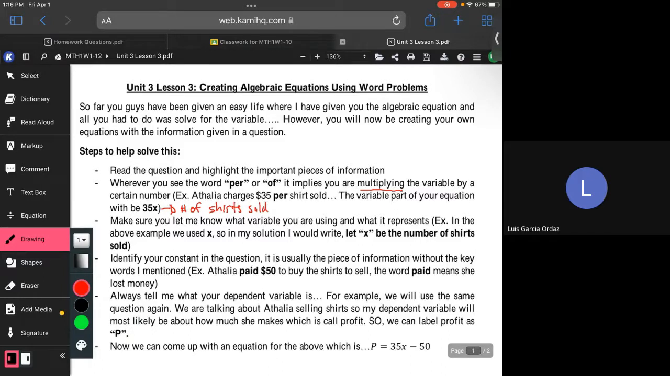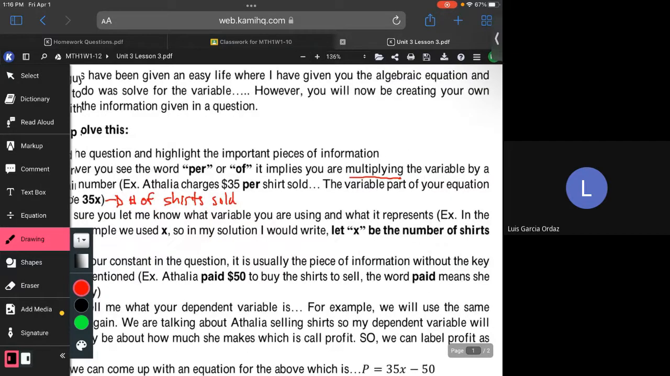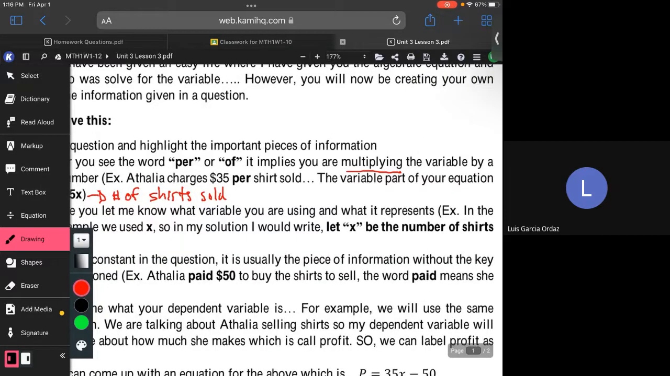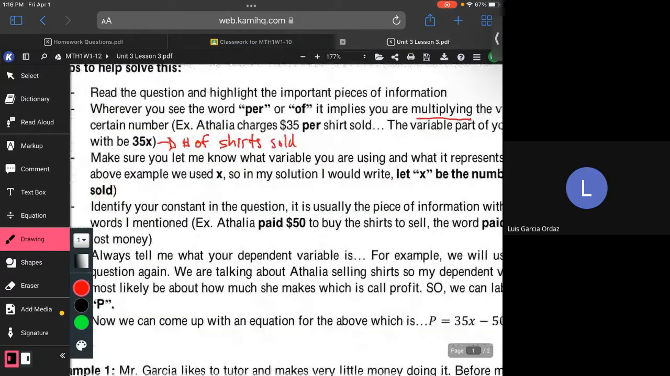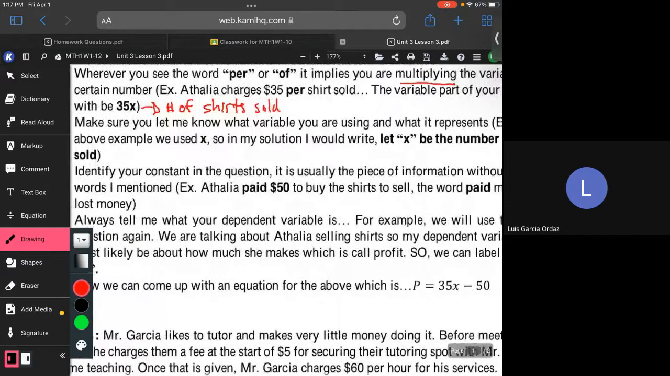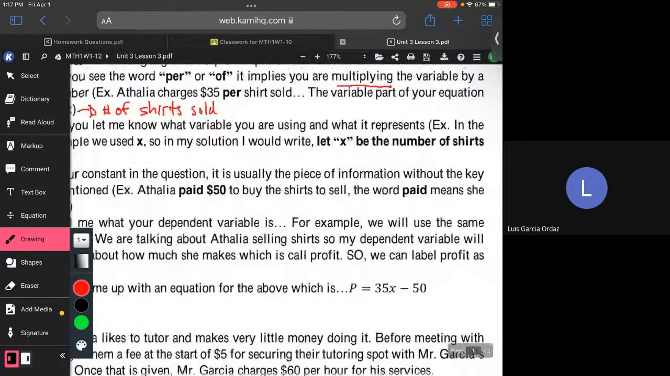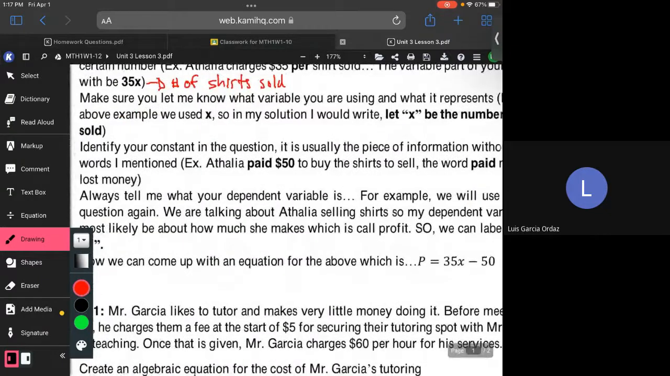Okay. So when you are doing this, you need to tell me what variable you are using and what it represents. For example, number of shirts sold. Make sure you tell me what the variable is and what it represents. In the example above, we chose x. So in your solution, you would say, I'm going to let x be the number of shirts sold. You can assign the t-shirts sold as any variable.